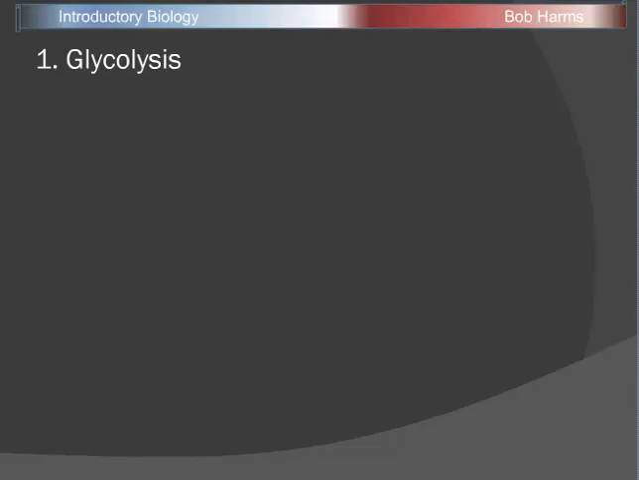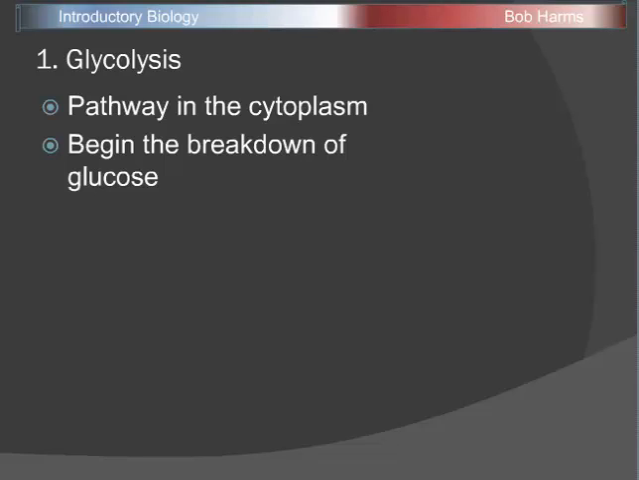With oxygen present then, our first series of chemical reactions is called glycolysis. And again, this is a pathway in itself. This is several chemical reactions all linked together, and this is actually occurring out in the cytoplasm. And the point of glycolysis in this process is to start to break down the sugar. We're going to take glucose and we're going to start breaking those carbon bonds apart. And as those carbon bonds are broken apart, that's going to release energy.